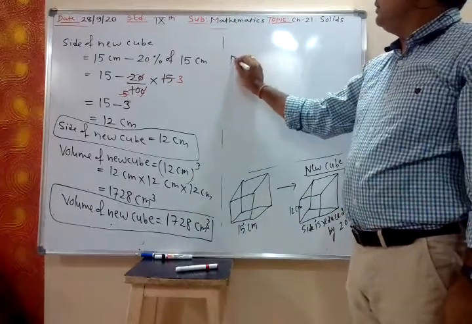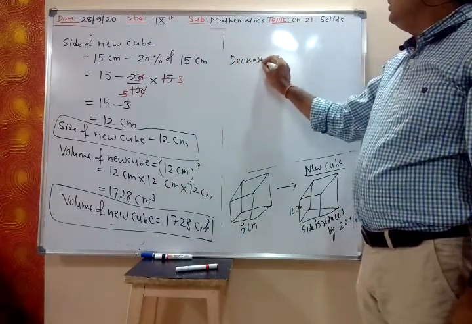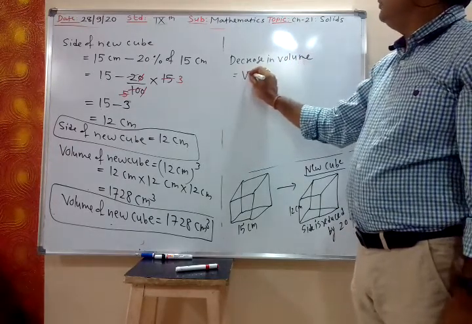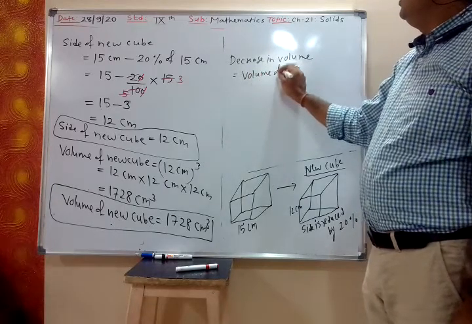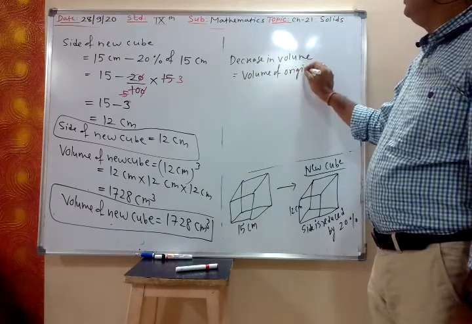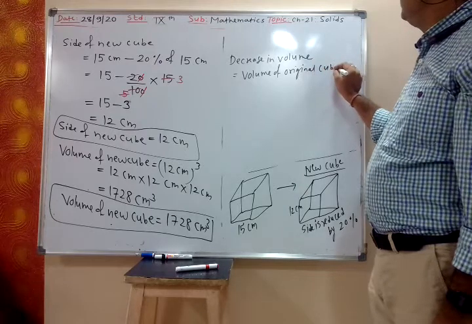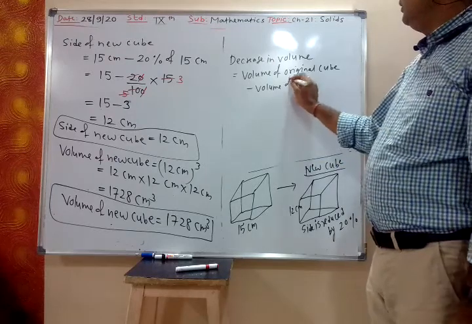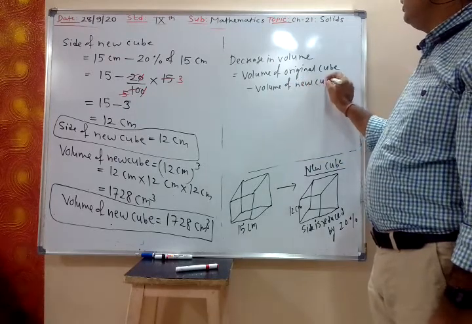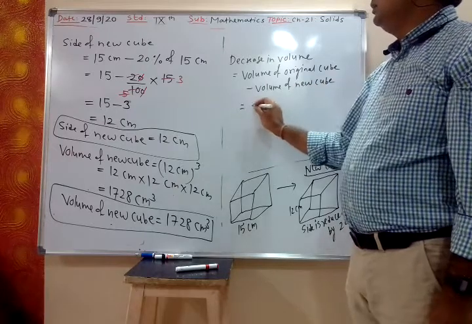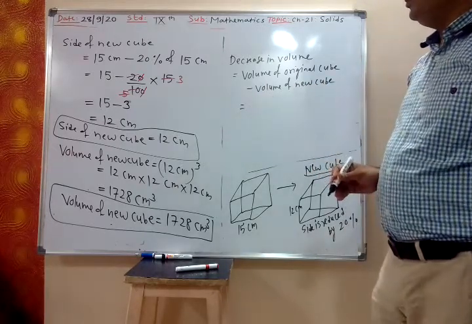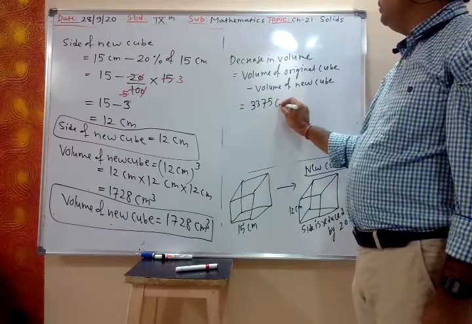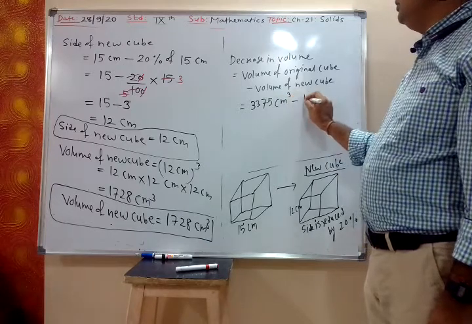So now we write decrease in volume is volume of original cube minus volume of new cube. New cube means 12 centimeter. What was volume of original cube? 3375 centimeter cube minus volume of new cube is 1728.